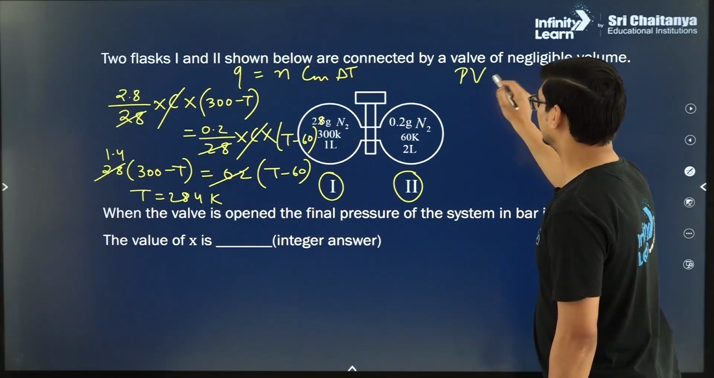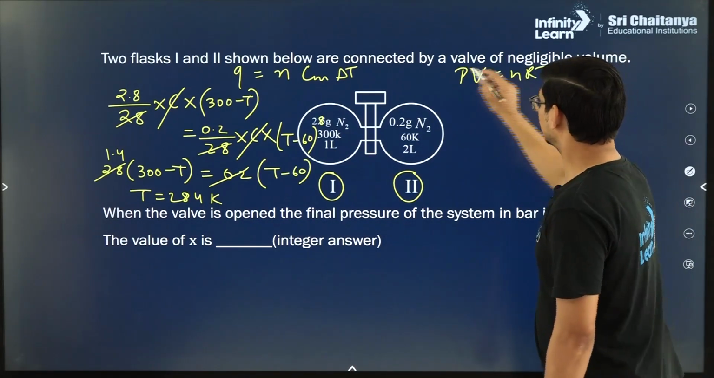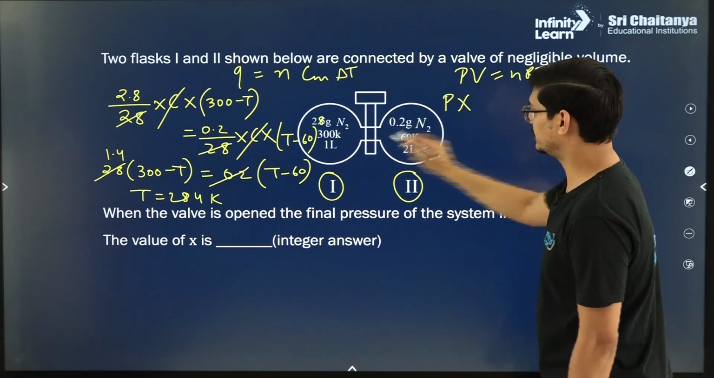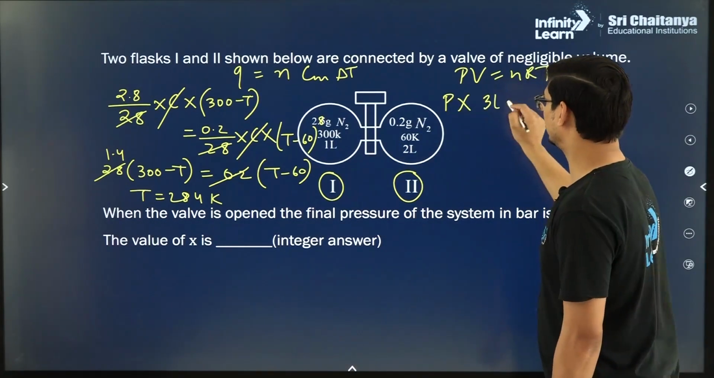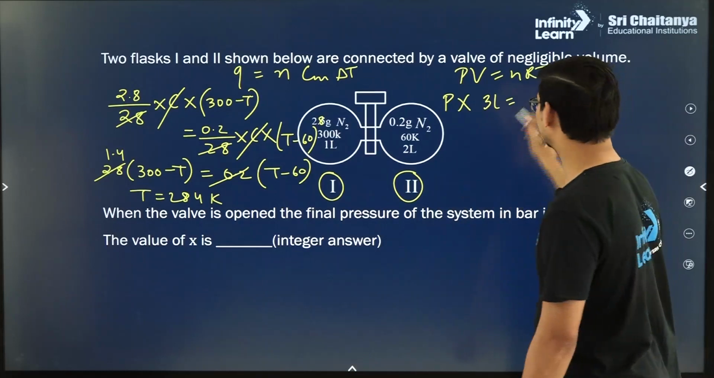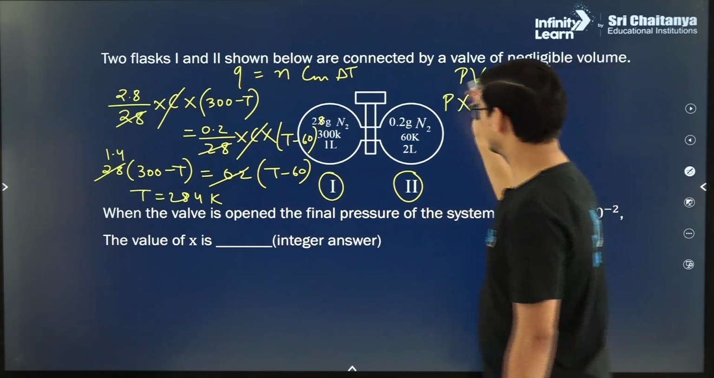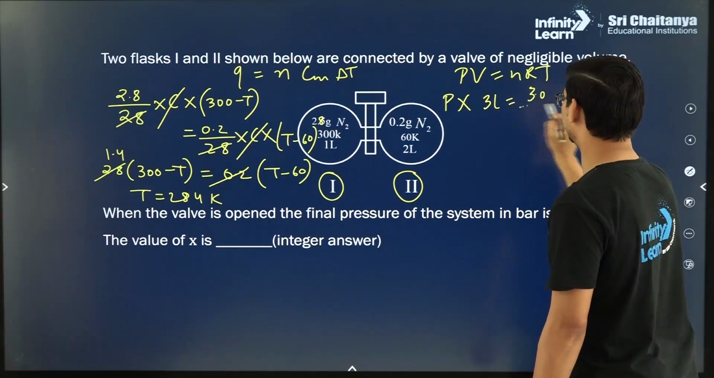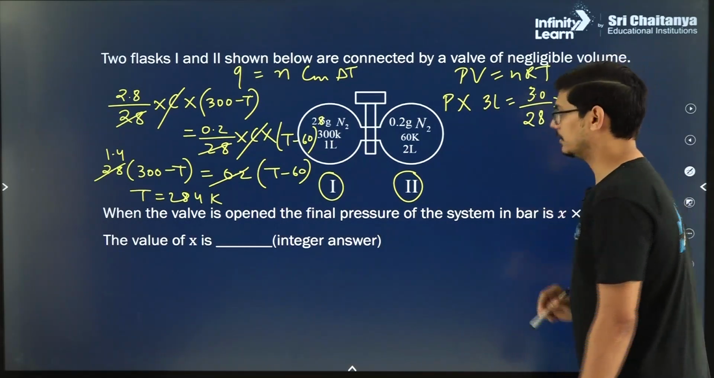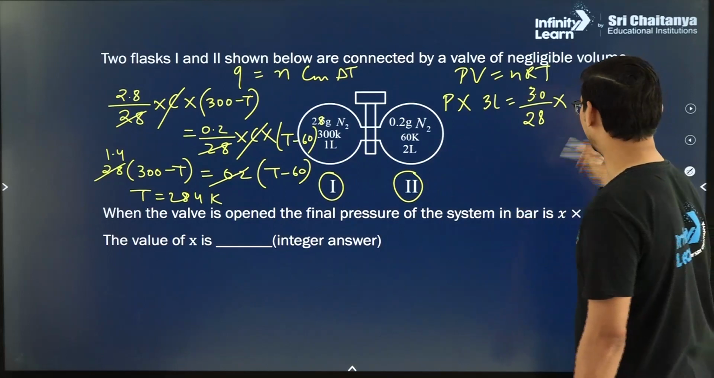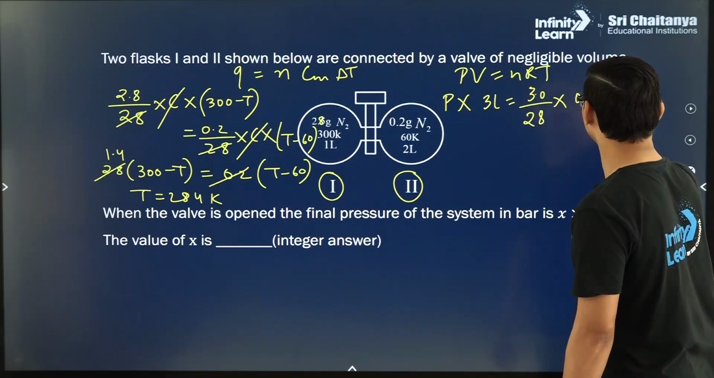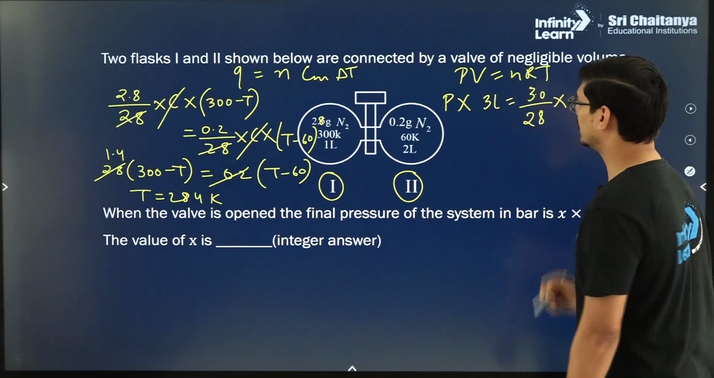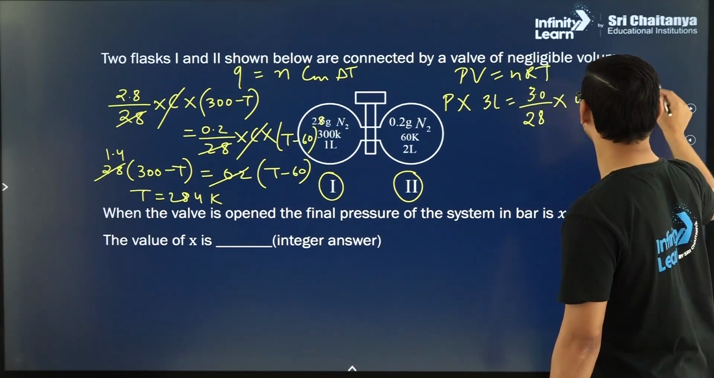So that is nothing but PV = nRT, right? So final pressure, volume is 1 liter plus 2 liter, 3 liter. The total volume of the gas will be 3 liter, right? And the total number of moles is 2.8 here and 0.2 here. So this is 3.0 divided by 28. The value of R in liter and bar, right, will be 0.08314 liter bar, and temperature final is 284.